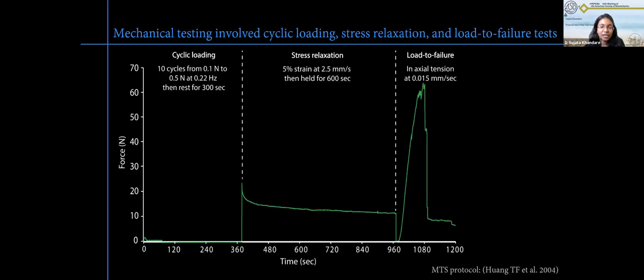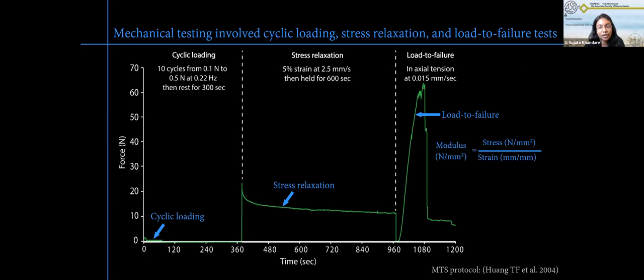After treatment intervention, the tendons were mechanically tested using an established testing protocol involving cyclic loading, stress relaxation, and load to failure tests. Tendon elastic properties, including elastic modulus and stiffness, were determined from the stress strain curve and the load displacement curve, respectively. Group differences in elastic parameters were assessed with two-way ANCOVA, with sex as covariate and significance set at 0.05.